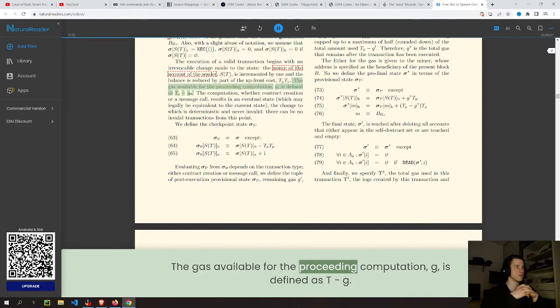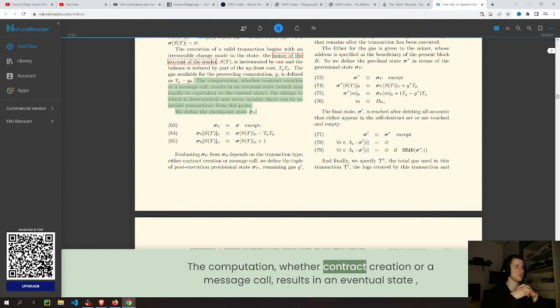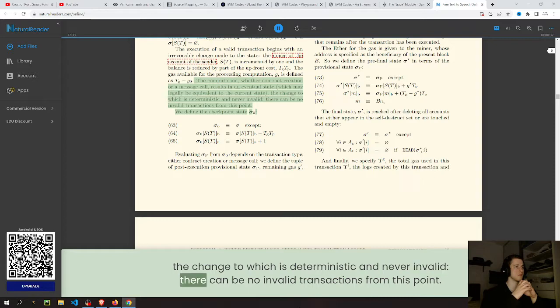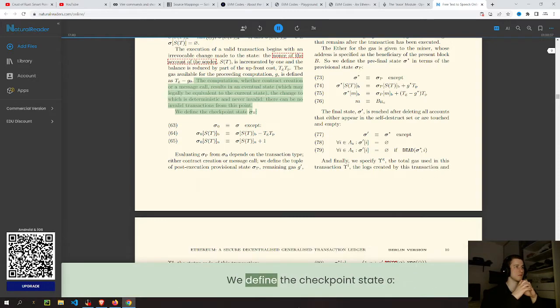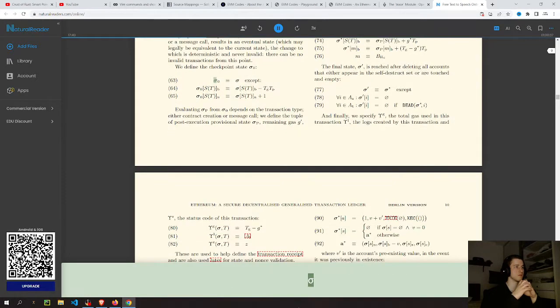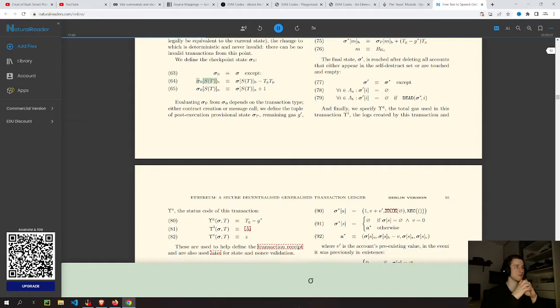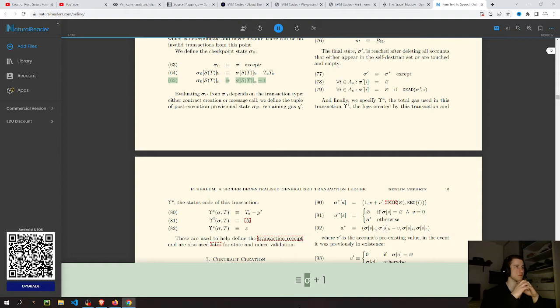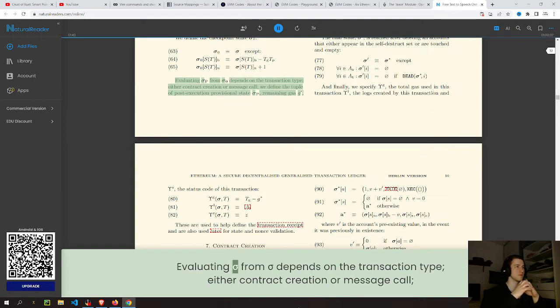The gas available for the proceeding computation, g, is defined as T_g − g0. The computation, whether contract creation or a message call, results in an eventual state, the change to which is deterministic and never invalid. There can be no invalid transactions from this point. We define the checkpoint state σ0. Evaluating σ_P from σ0 depends on the transaction type, either contract creation or message call.